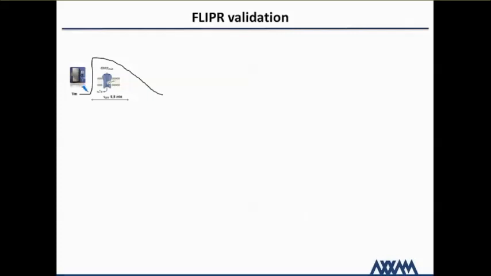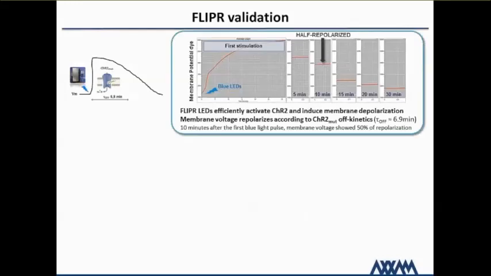The first was to demonstrate that the FLIPR optics was able to stimulate the Channelrhodopsin photocurrent and to induce a consistent membrane depolarization. So we delivered blue light stimulation and we measured the membrane voltage changes with a fluorescent membrane potential sensitive dye. As shown in these kinetic traces, the blue light stimulation induces strong and sustained membrane depolarization, which was progressively recovered following Channelrhodopsin deactivation.